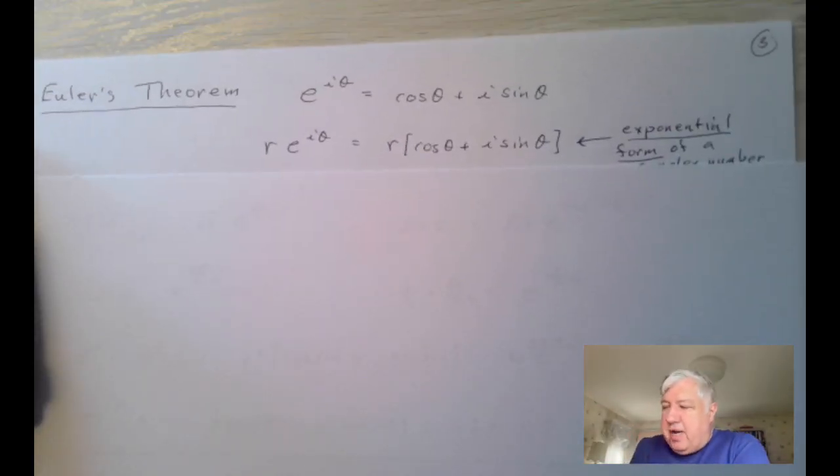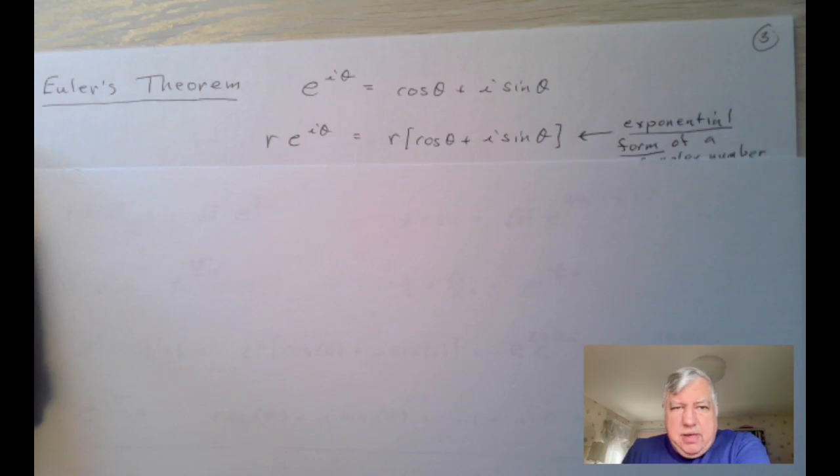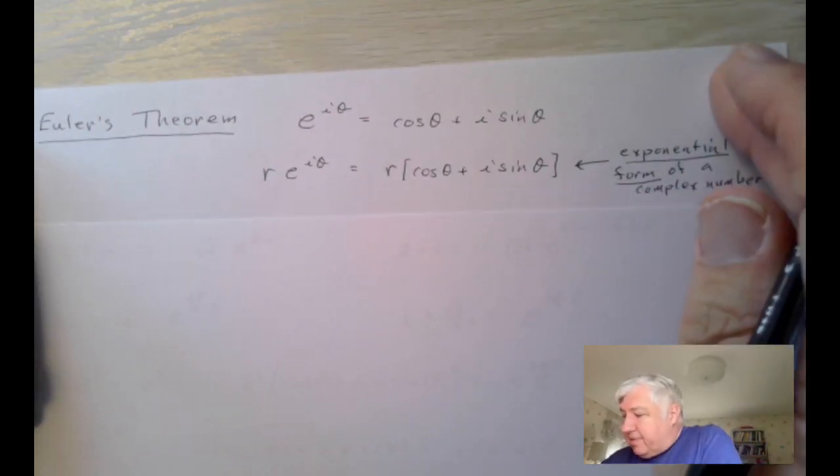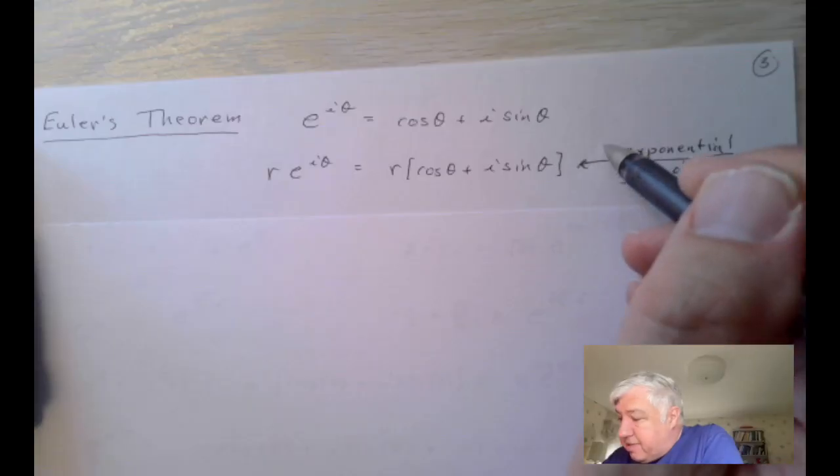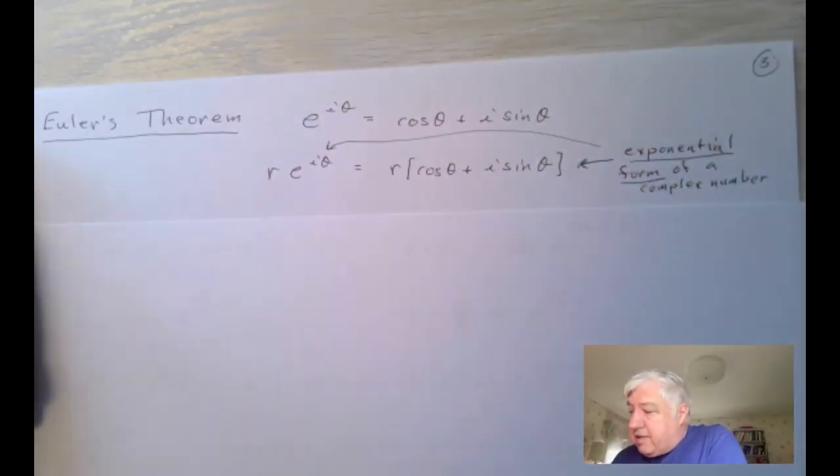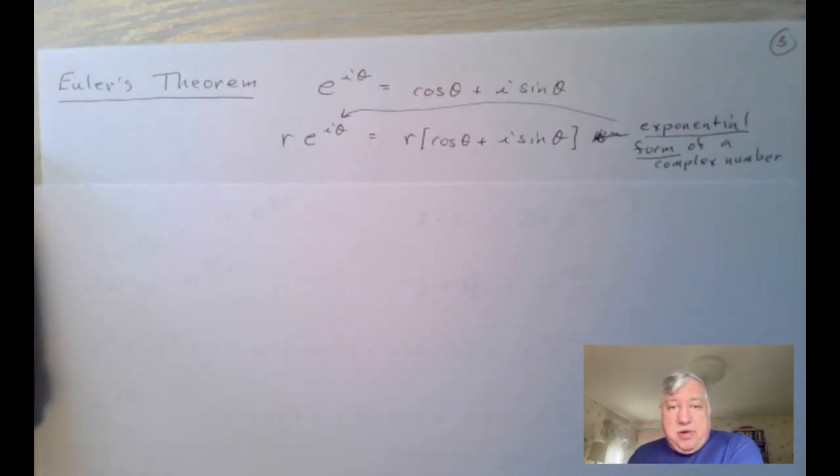We can multiply both sides by r, and we've got r e to the i theta equals r times cosine theta plus i sine theta. And the expression on the right is basically the trigonometric form of a complex number. I guess I should say that this expression, we call the exponential form of a complex number, using just e.